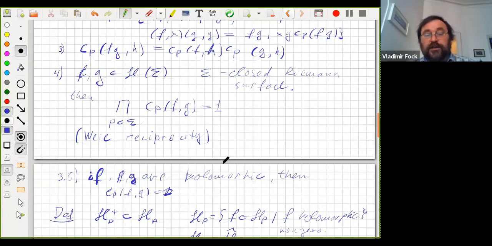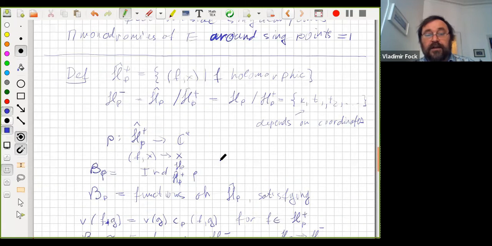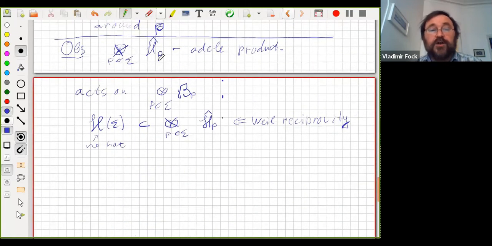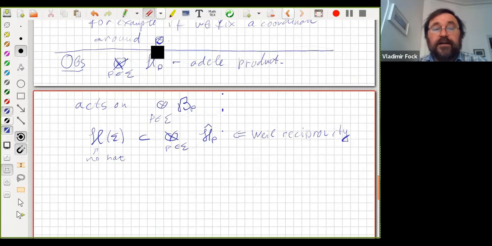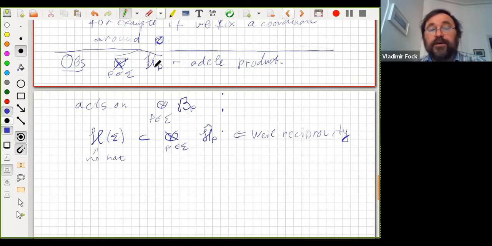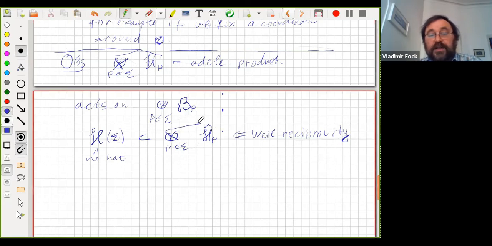Maybe I should also mention that my notation is not very good. So perhaps it's better to write here the product of HP, and we put the hat over everything. So it means that you take the product of HP and you have one central charge for everything. So it's just a one-dimensional central extension of the product of HP without the central charge. So this is just one central charge for everybody, and the same thing here, you have this hat everywhere.